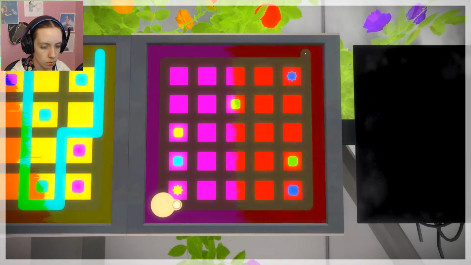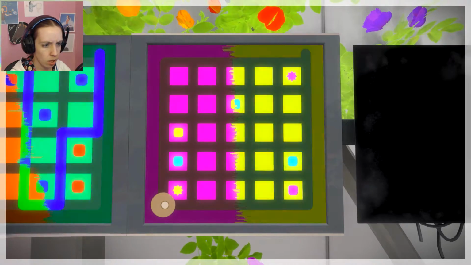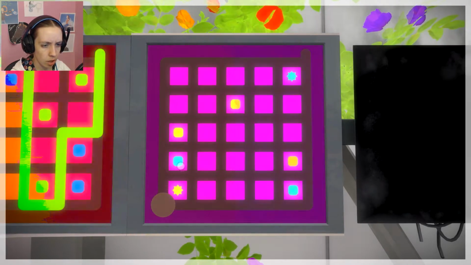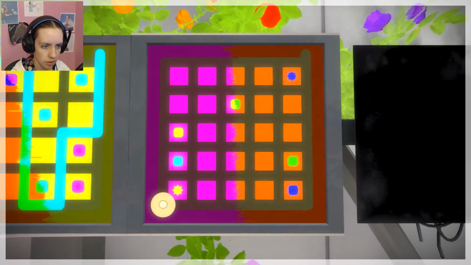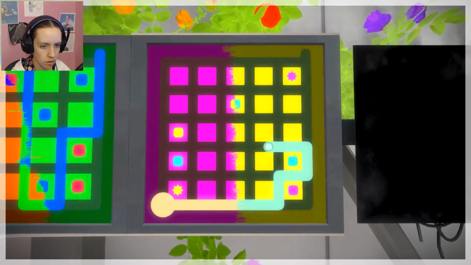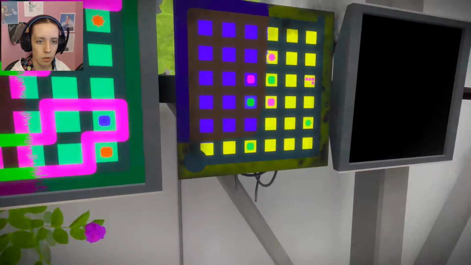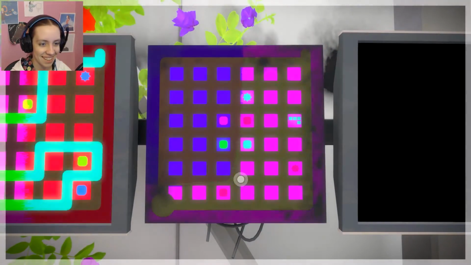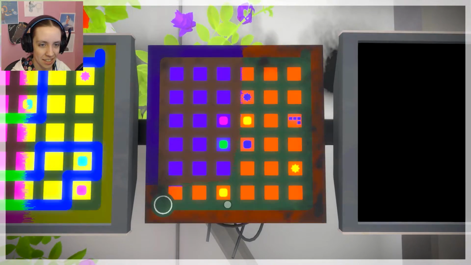Oof. So I'm pretty sure I can pair... Wait, no. What am I doing? These two get paired off, and one of these gets paired off with that one. That's what I've got to do here. So, like... There. And then there. Got it. Okay, cool. I got it. Nice. I like these. Whew, I like these a lot.